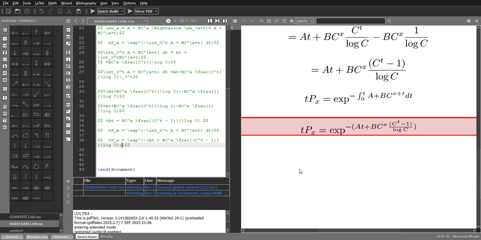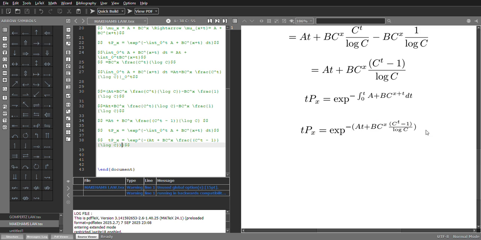Okay. Now we have this one here. Remember that we have an exponential here. So this exponential, we have this function of t, and this one also as a function of t and x. So we have these two functions, and they are under the same base.